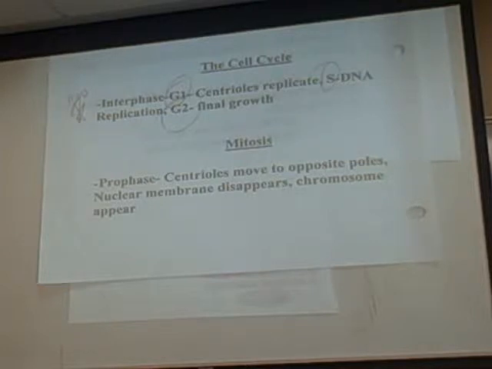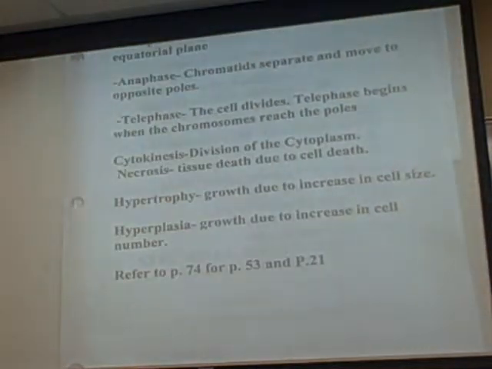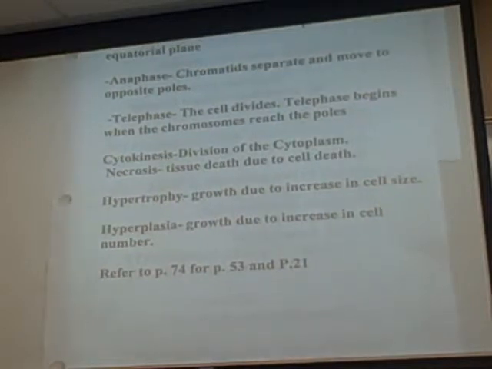It's important that we understand that most of the cell cycle is interphase. I mean, it takes a while to get her act together. It doesn't take long to organize and separate, but getting her act together is what takes a while. So prophase, centrioles move to opposite poles, nuclear membrane disappears, and chromosomes appear. Metaphase, chromosomes line up. Anaphase, chromatids separate. What is a chromatid?